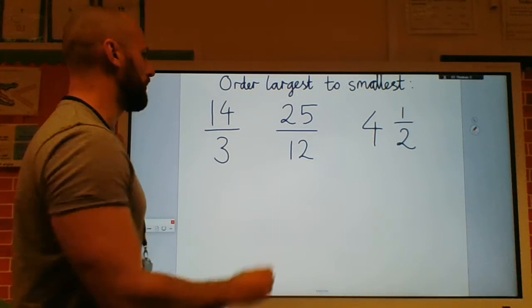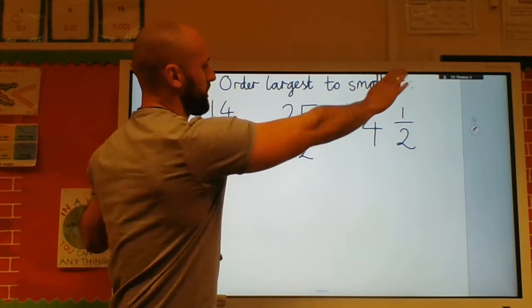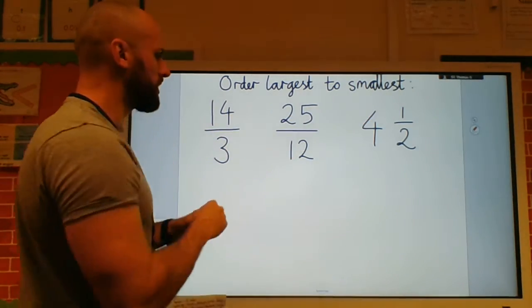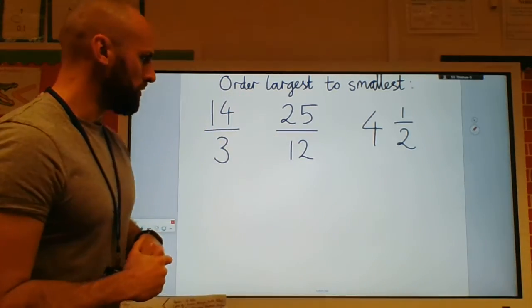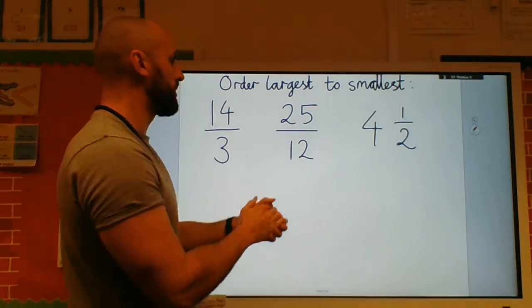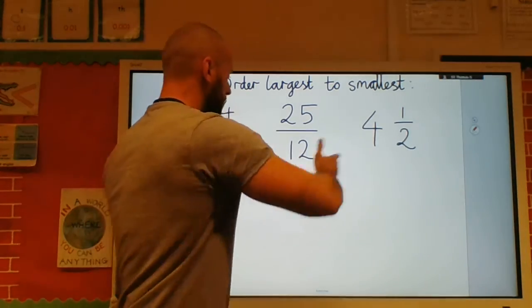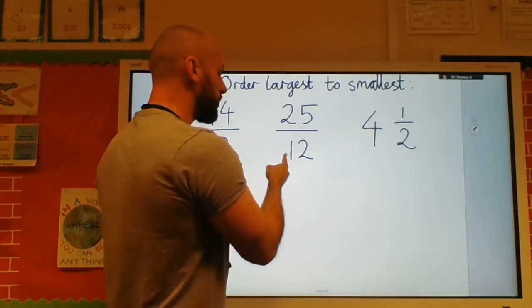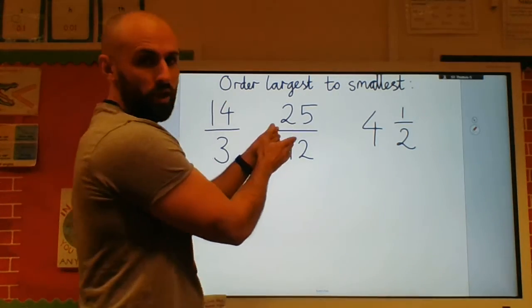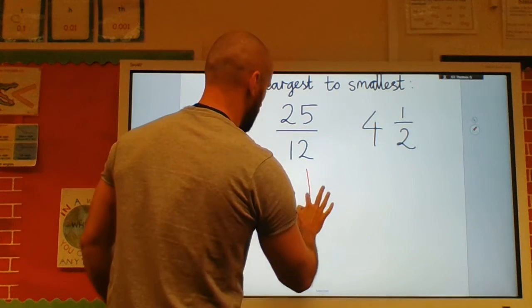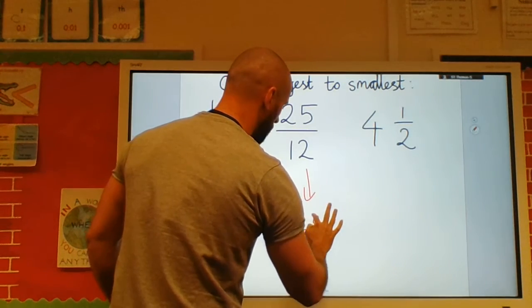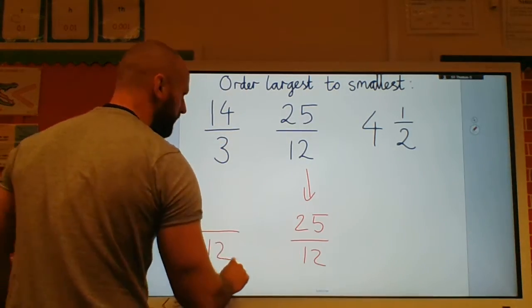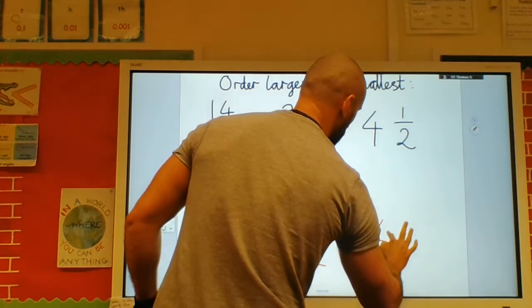And even trickier now, I've got to order the largest to the smallest. I've got improper fractions with different denominators and a mixed number over there. So again, I start with a common denominator. Well, actually, I know my 3's and 2 times table, and I know that 12 is a multiple. So I don't need to change that one. I'm still going to carry it down. So I've got 25 12ths. I'm going to make this one out of 12, and this one out of 12.